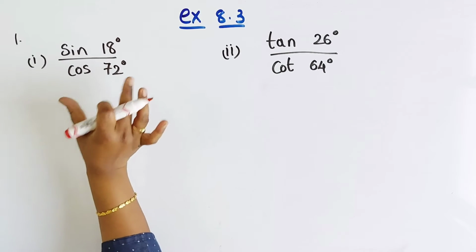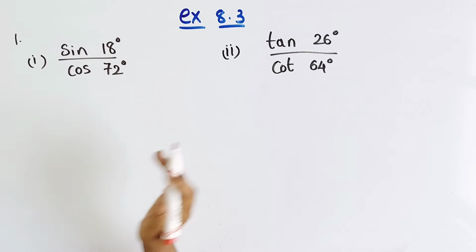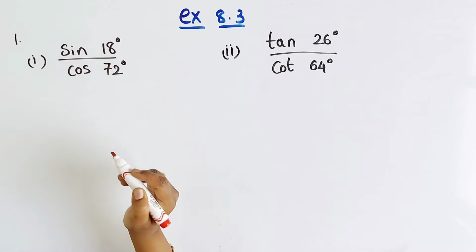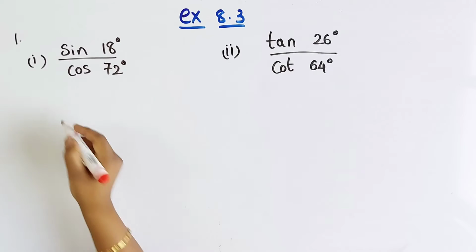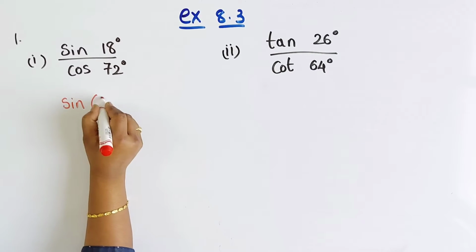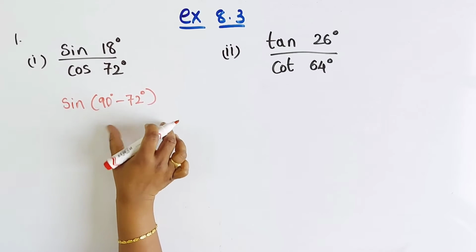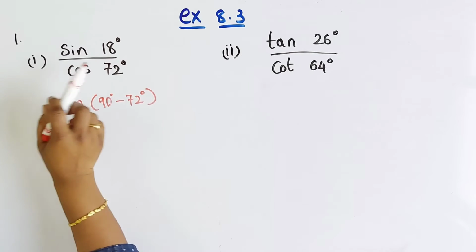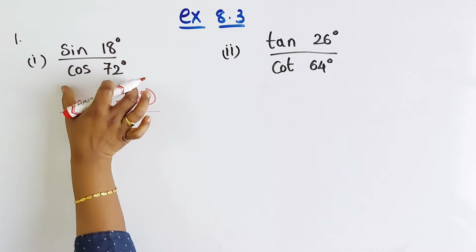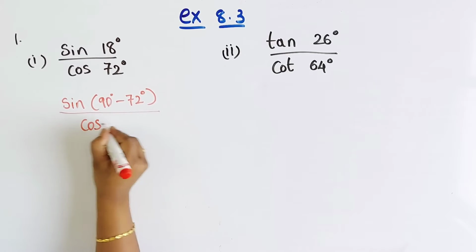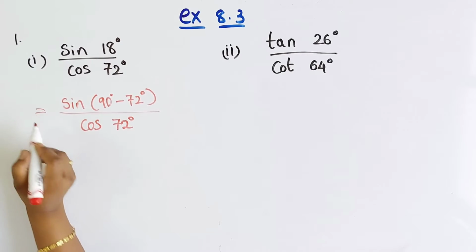We have to change any one thing, that means numerator or denominator, into the form of 90 minus a. See here 18 degrees, how we can write in the form of 90 minus a, like complementary angle, that is sin 90 degrees minus 72 degrees, children. Check, 90 minus 72 is 18. Can we write sin 18 equal to sin 90 minus 72? Right, children? Divided by, let cos 72 degrees as it is. You have to change either numerator or denominator, children.